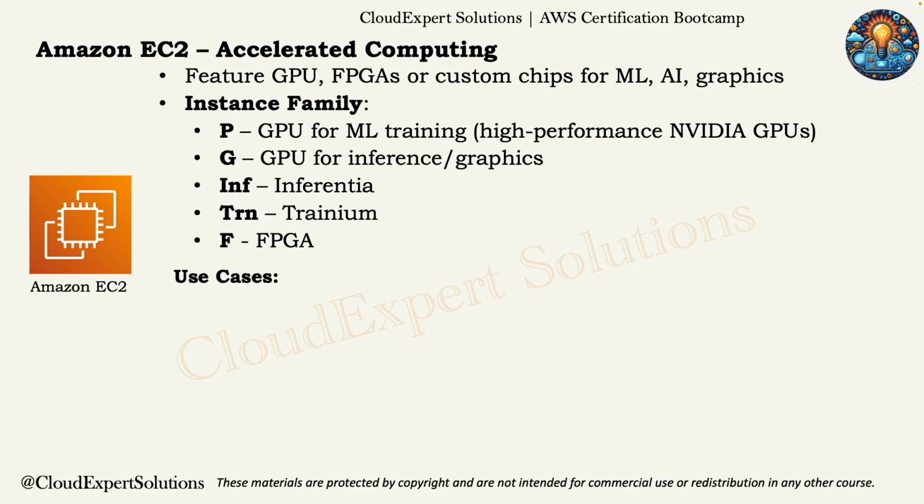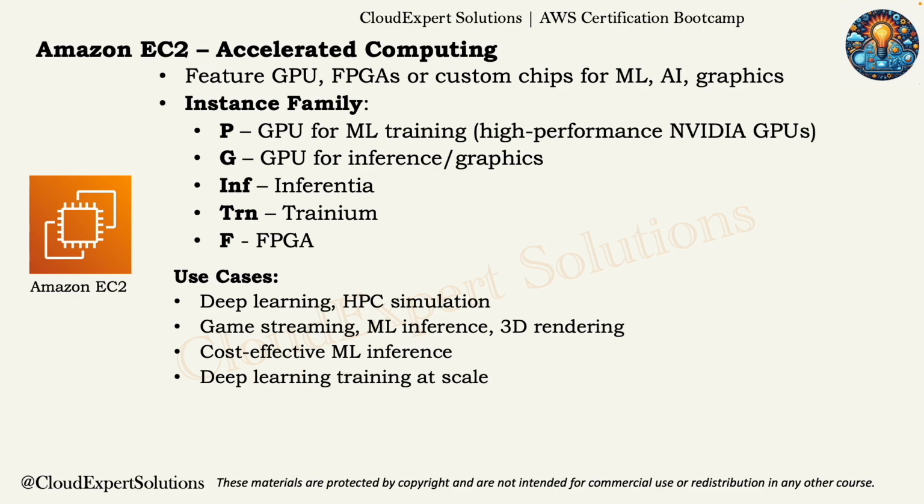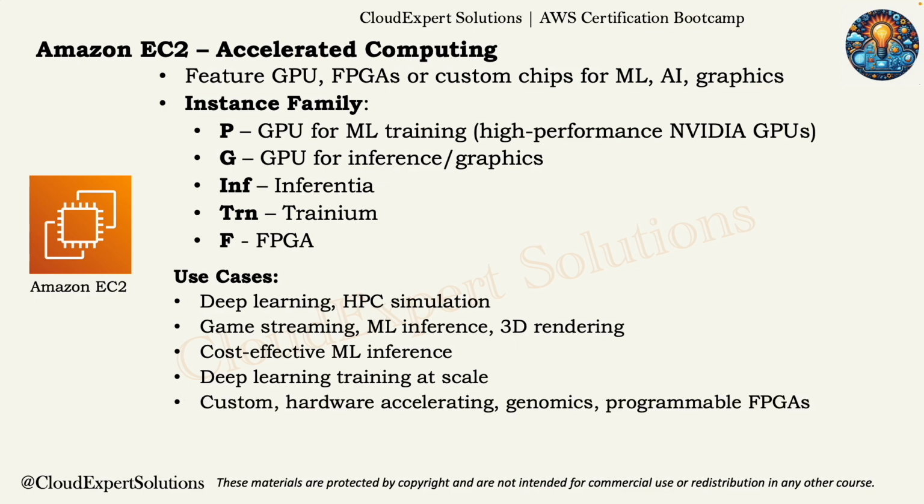In terms of use cases, you can use accelerated computing for any deep learning or HPC simulation. You can use it for game streaming, machine learning inference, 3D rendering, or if you need cost-effective machine learning inferencing, then you can use INF series or AWS Inferentia series. If you are looking for deep learning training at scale, then you can use TRN or Trainium series. And last but not least, if you have a requirement for custom hardware acceleration or for genomics or programmable FPGAs, then you can use F series EC2 instances.